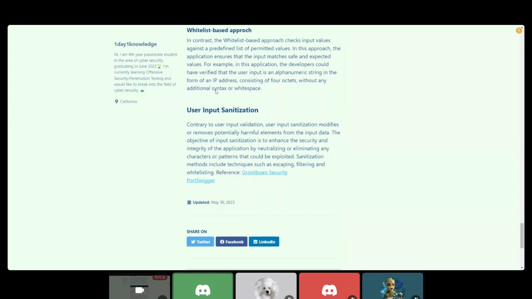The last method that we suggest is user input sanitization. User input sanitization is basically removing potentially harmful elements from the input data. There are various techniques in this sanitization process, such as escaping characters, filtering, and whitelisting. There are also various built-in functions that we recommend that the DVWA developers actively utilize. That ends the presentation. Thank you.